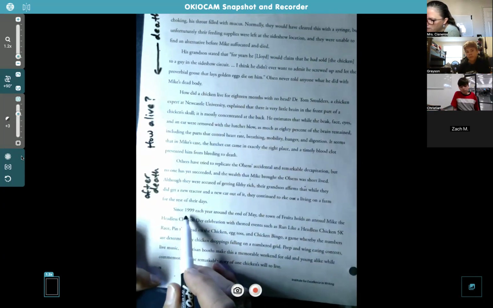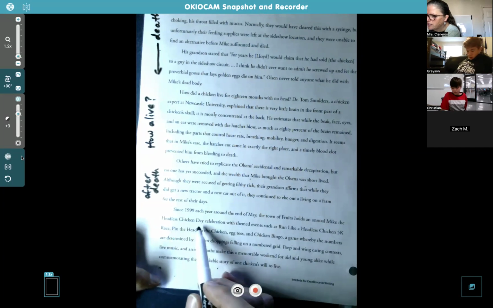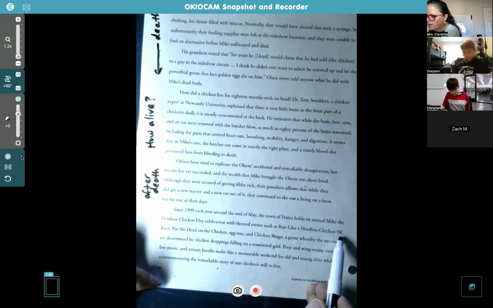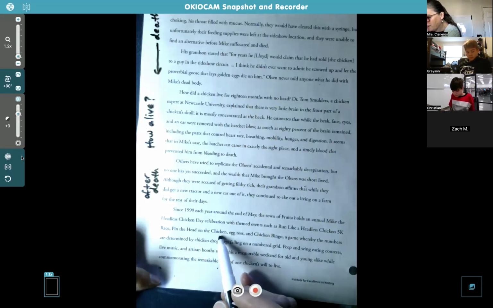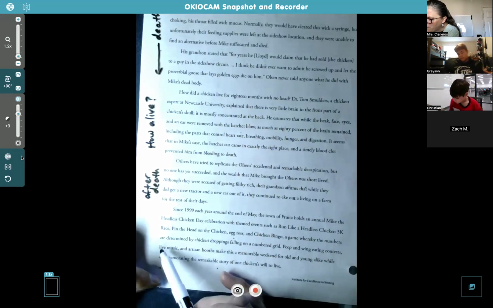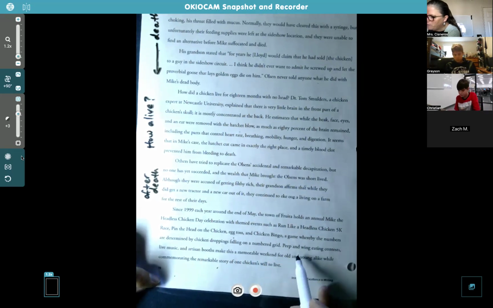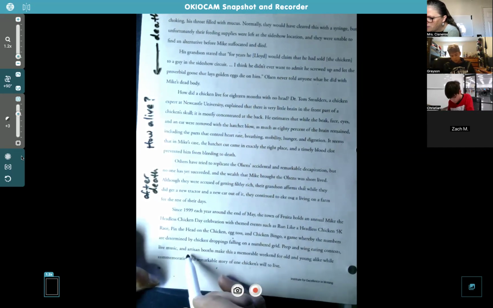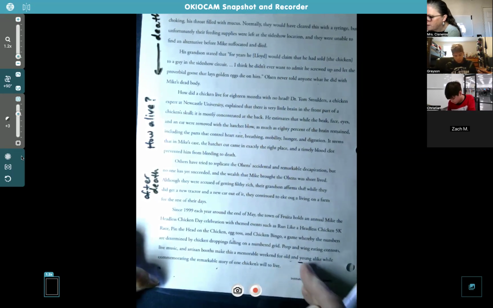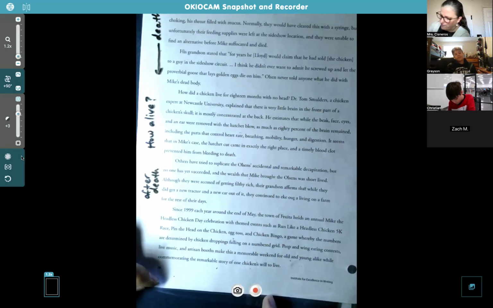Since 1999, each year around the end of May, the town of Fruita holds an annual Mike the Headless Chicken Day celebration with themed events such as the Run Like a Headless Chicken 5K race, Pin the Head on the Chicken, Egg Toss, and Chicken Bingo, a game where the numbers are determined by chicken droppings falling on a numbered grid. Peep and wing eating contests, live music, and artisan booths make this a memorable weekend for the old and young alike, while commemorating the remarkable story of one chicken's will to live.